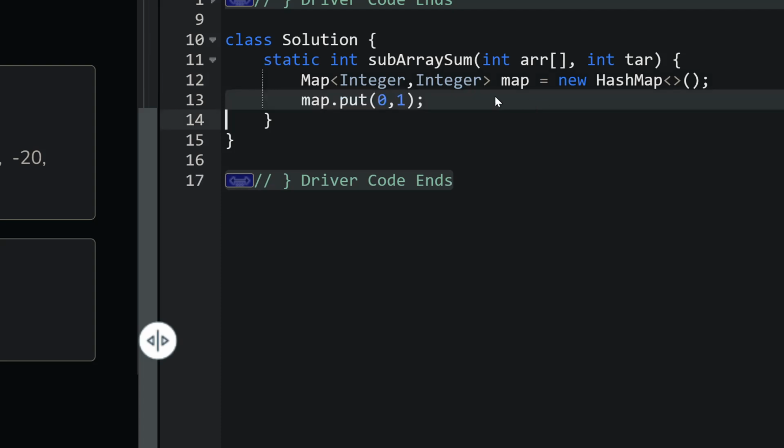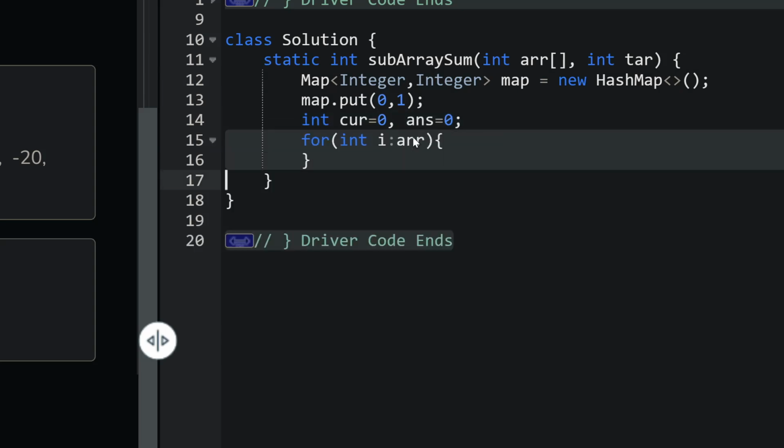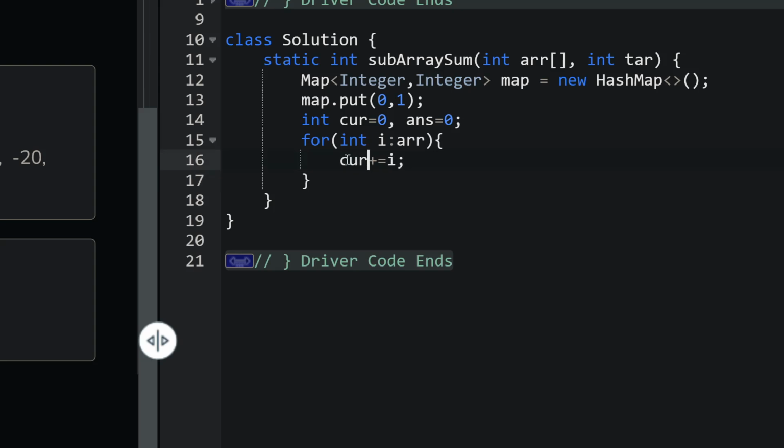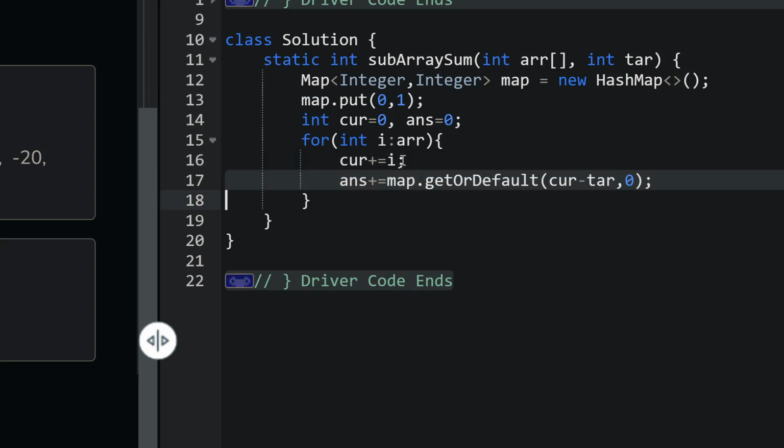So first I have a map, then initially we need to push 0 with the frequency 1. Next we have current and answer. We have a for loop. Then we are adding every value, and if current minus target is there in map, we pick the frequency, else we pick 0. Then if current value is there in map, we need to increment the frequency. If value is not there, we just need to push the frequency of 1.